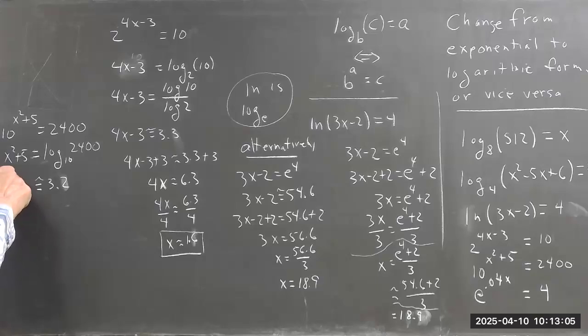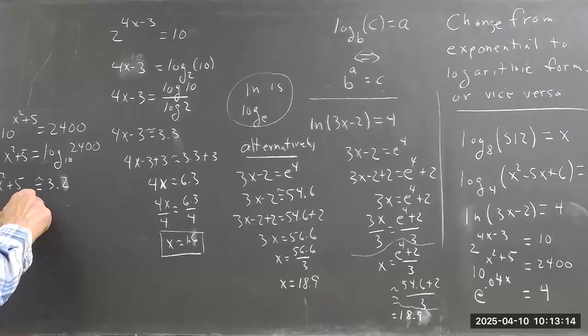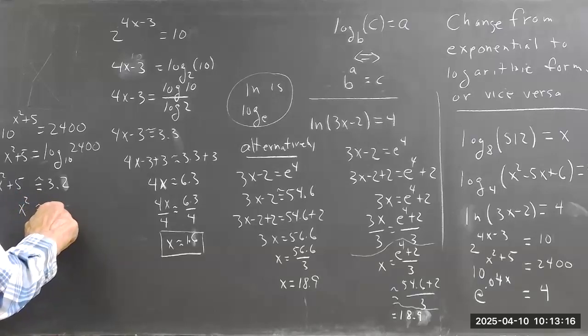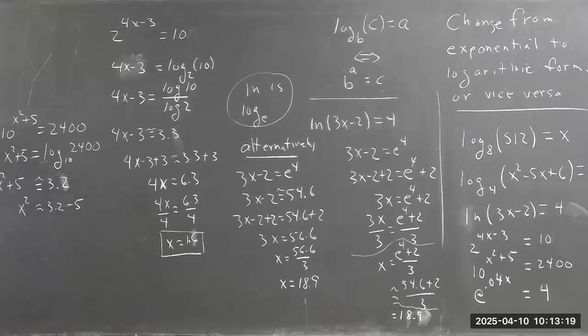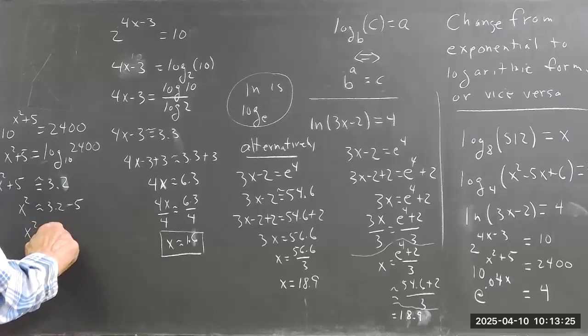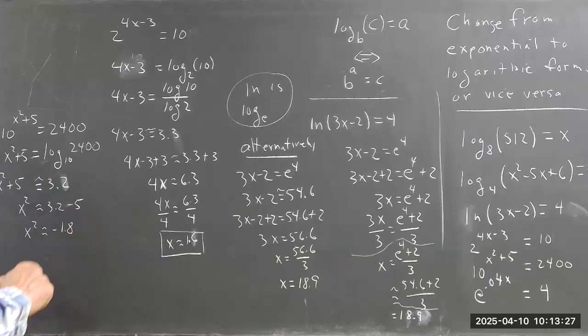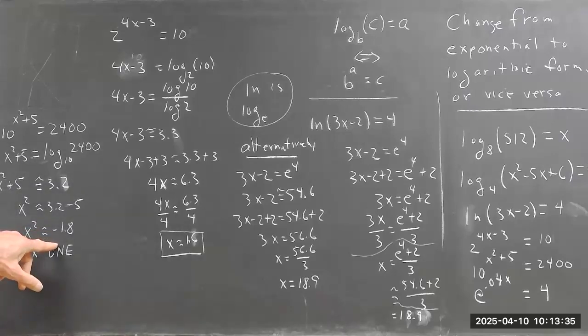So we get x squared plus 5 is approximately equal to 3.2. Well, that means that x squared would be approximately equal to 3.2 minus 5. Subtract 5 from both sides. So that x squared would be approximately negative 1.8. It's not a real number. You can't square a number and get negative 1.8. So this equation was improperly posed. Make sense? But that's how it's solved.